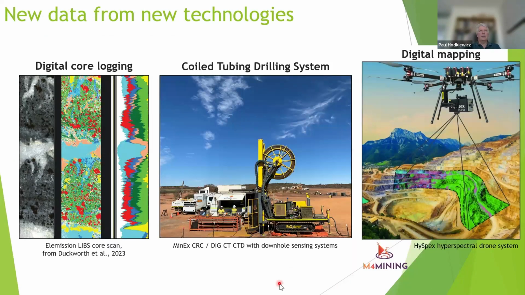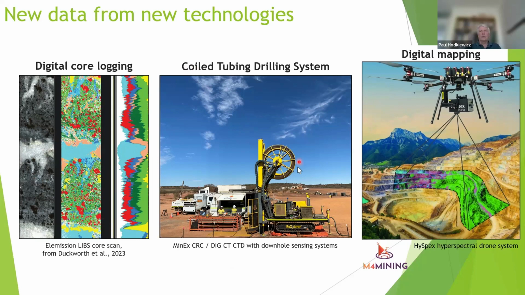And this is what I mean by new data from new technologies. We have digital core logging. This is an example of LIBS, or laser-induced breakdown spectroscopy, showing the mineral assemblages and the mineral abundances in this piece of core. And there's obviously other scanning systems like hyperspectral and XRF and XRT. And so that's an example of some of the new technology that is around now. And I'll show some examples of this.